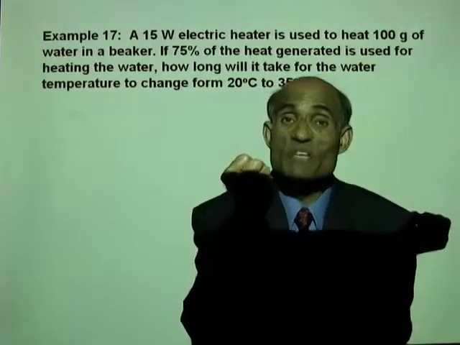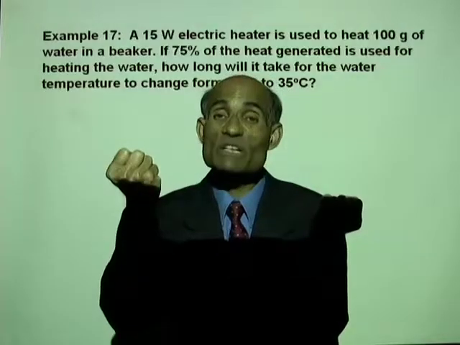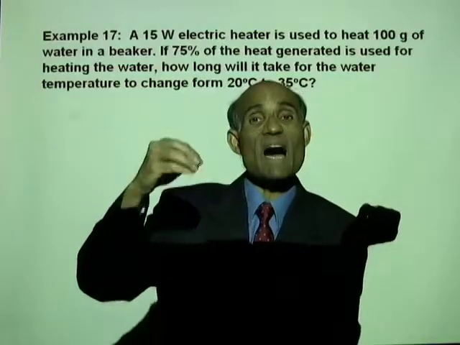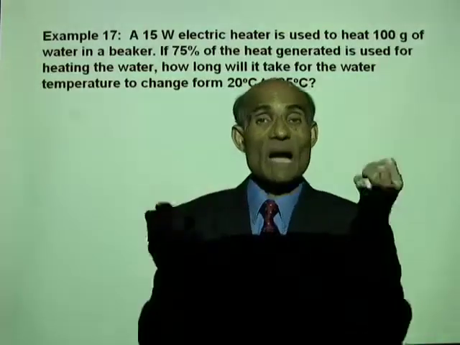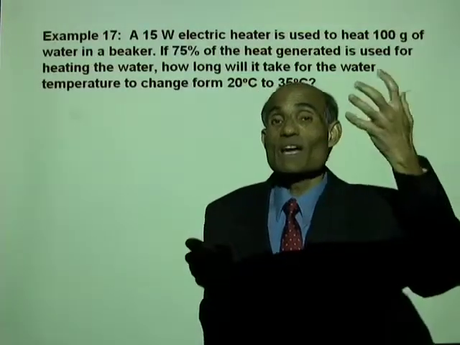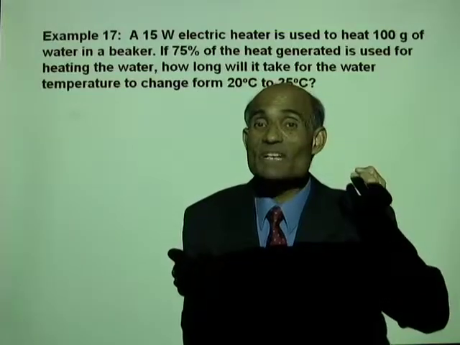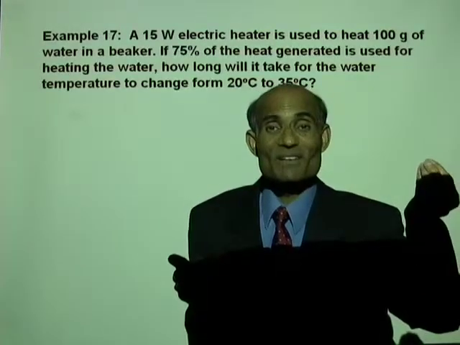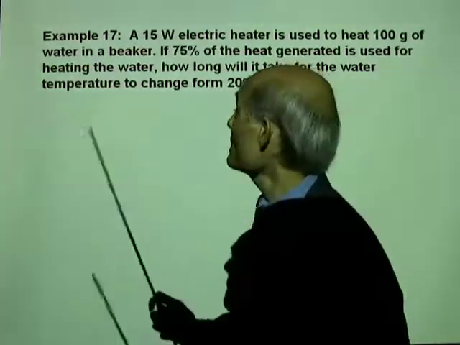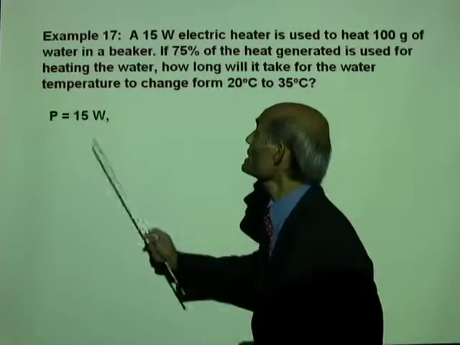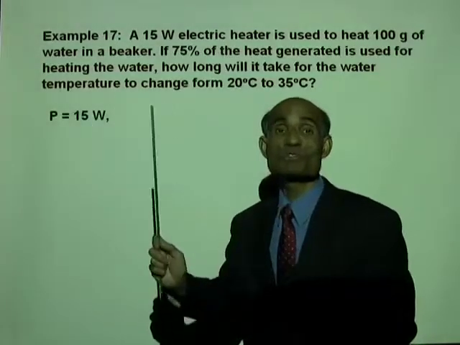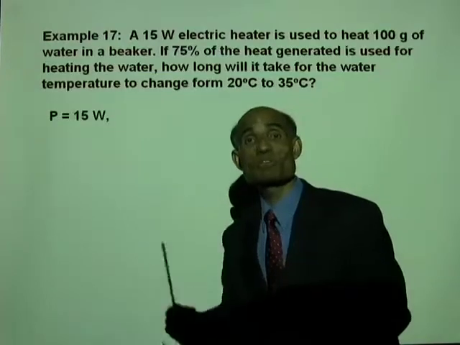The amount of heat generated by an electric heater is RI squared T or VIT, any of the equations. And the amount of heat used by water to increase its temperature is mass times specific heat times change in temperature. You forgot that equation? We are now going to combine these two. Okay, let's pick our data. The power is 15 watt. That is the power of the heater. It means the heater will produce 15 joules of energy per second.